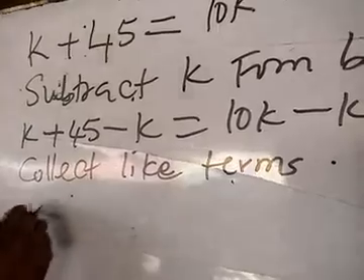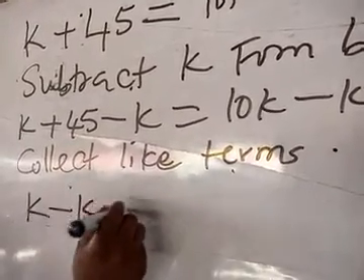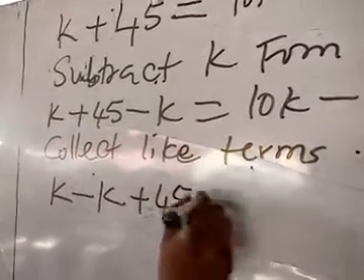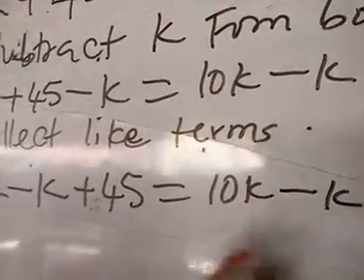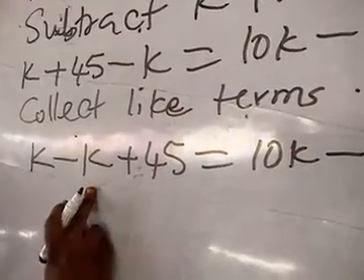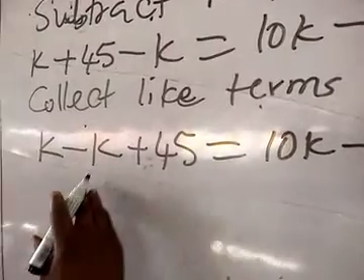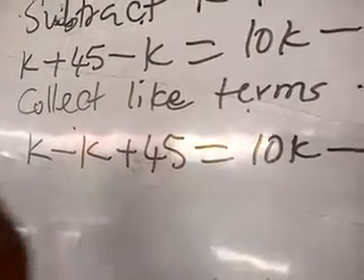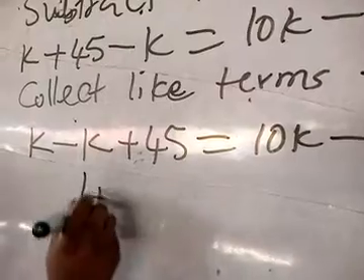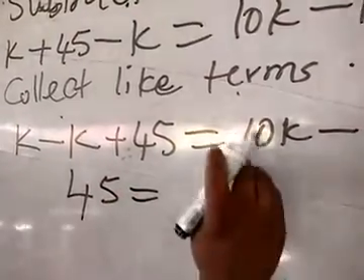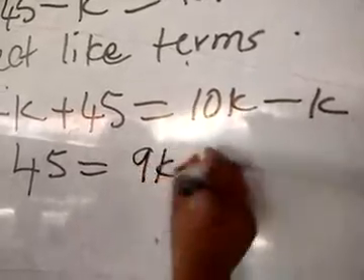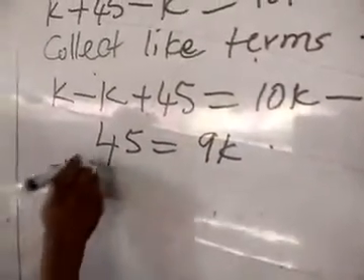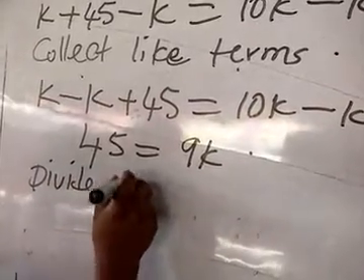You have k minus k plus 45 is equals to 10k minus k. k minus k will give you what? 0. So you are left with what? 45 at the left hand side. You have 45. Now 10k minus k will give you 9k. Now we want to divide both sides by what? By 9.